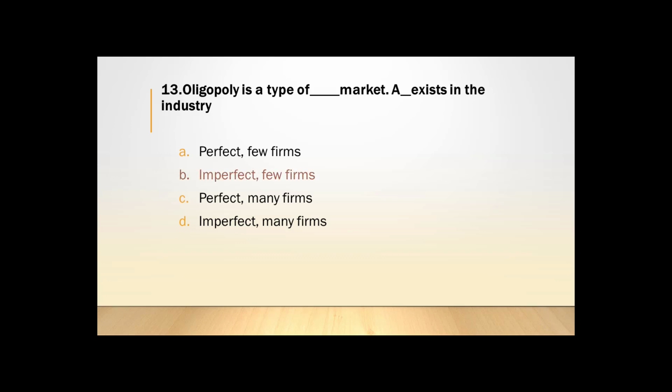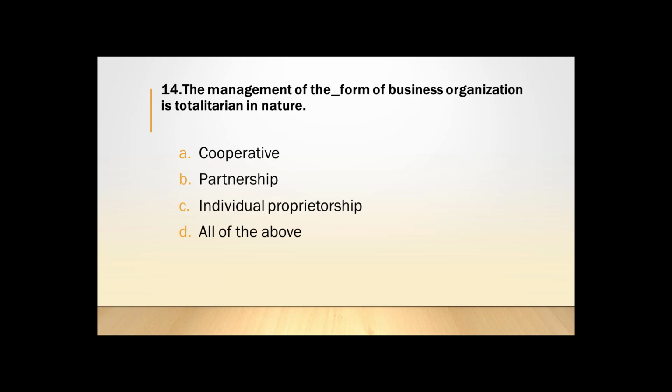Question number 14. The management of the dash form of business organization is totalitarian in nature. Option A, cooperative, B, partnership, C, individual proprietorship, D, all of the above. And the correct answer is A, that is cooperative.